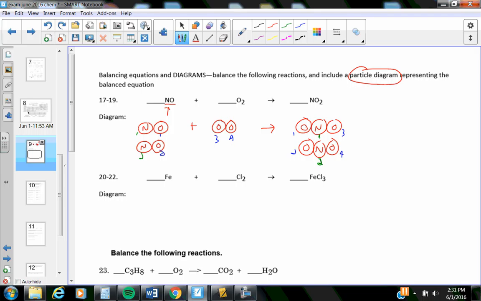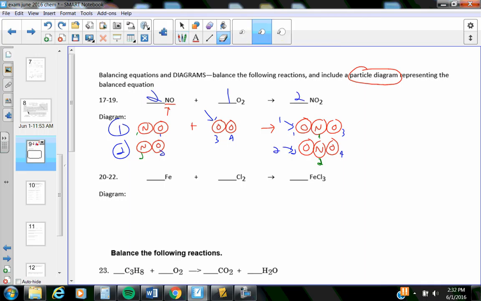That's a balanced equation. So how many did I make? How many NOs did I make? 1, 2, 2 NOs. I only made one O2. That's just an O2 right there, just one of them. I don't need that. I can put it there. I don't need it though. And finally I made 1, 2 NO2s. So you don't have to write all these little numbers. I'm just trying to go back through the process of how could we balance this using diagrams.